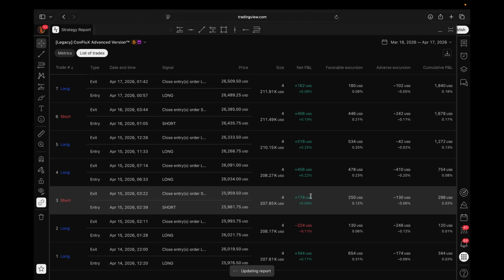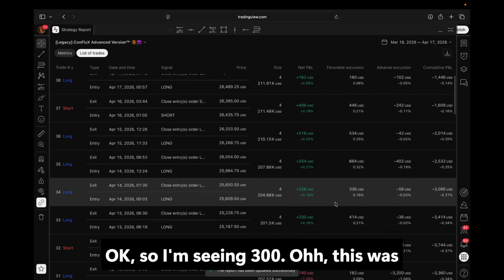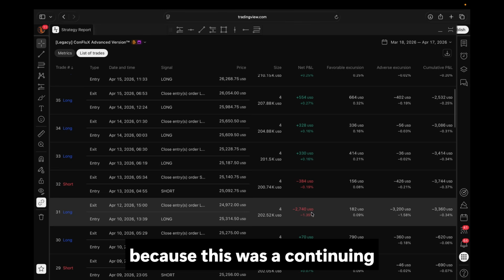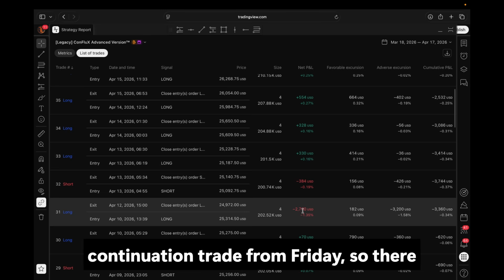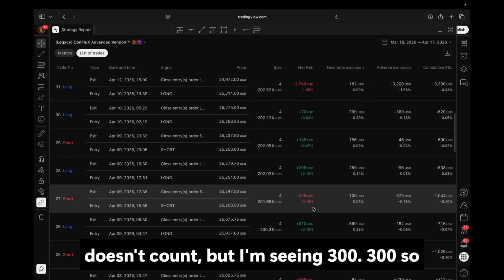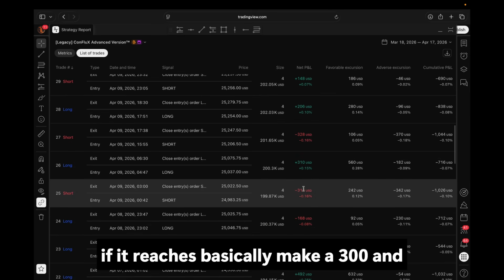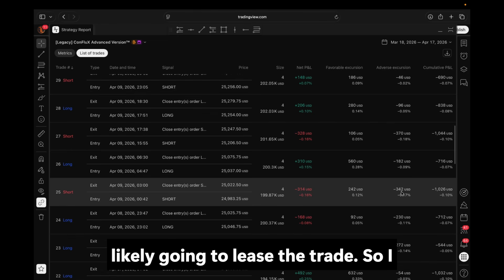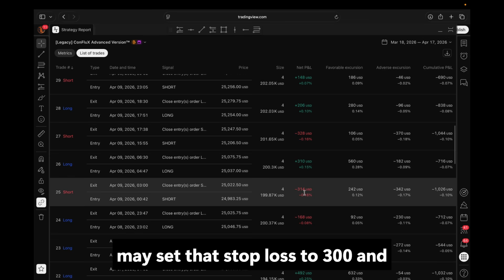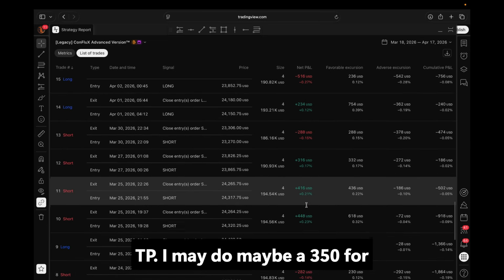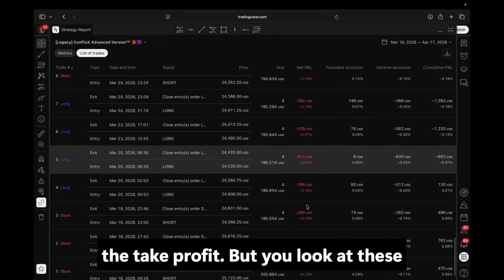Give it a few minutes to load. Okay, so I'm seeing 300. Oh, actually no, this trade doesn't count because this was a continuation trade from Friday. There was a huge weekend gap, so that one doesn't count. But I'm seeing 300, 300. So if it reaches negative 300, I'm most likely going to lose the trade. So I may set the stop loss to 300, and I'm seeing 300, 400 to be the average TP.